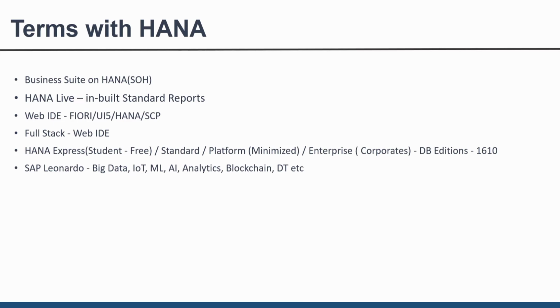It is an umbrella term for all these advanced technologies, which includes big data, IoT, machine learning, AI, analytics, blockchains, design thinking, etc. So SAP Leonardo is an umbrella term for all these advanced technologies which can be used on top of S4HANA. And SAP has also introduced new APIs for consuming these different advanced technologies. So all these APIs are available on this SAP site, api.sap.com.